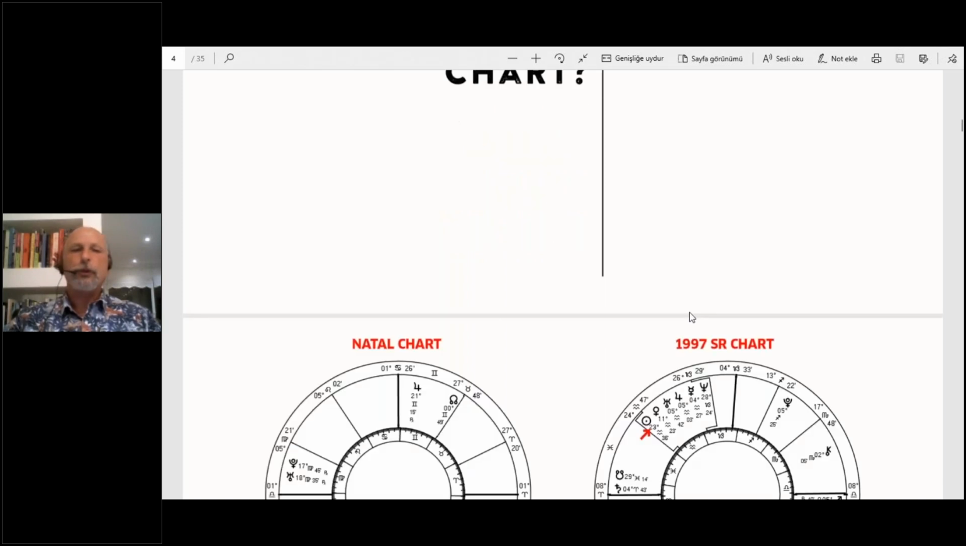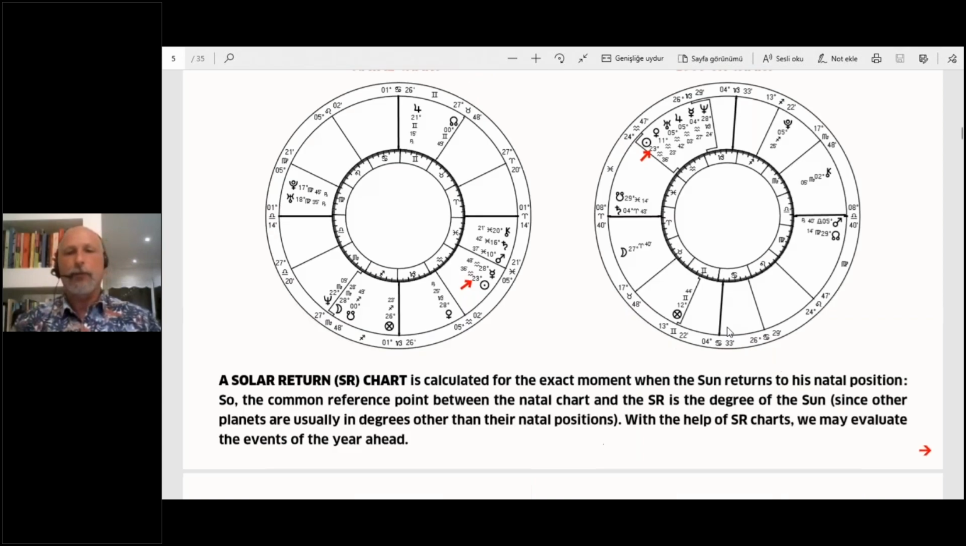A solar return chart is calculated for the exact moment when the sun returns to his natal position. So as you see, on the left is my natal chart, the sun placed in 23 Aquarius, 36 minutes. And on the right, you see the solar return chart, which is cast for 1997. The sun is exactly at the same degree and minutes.